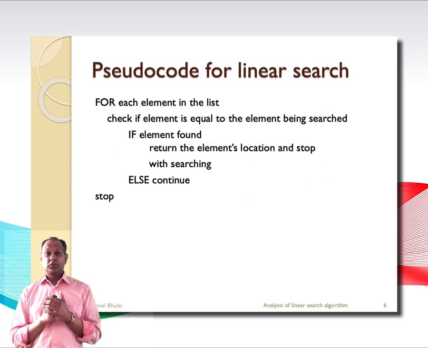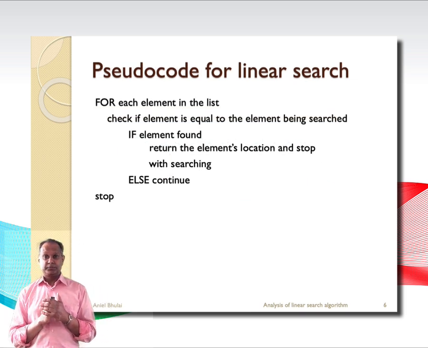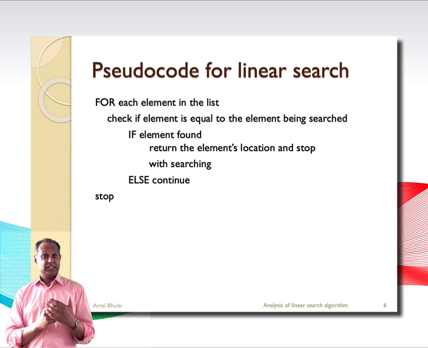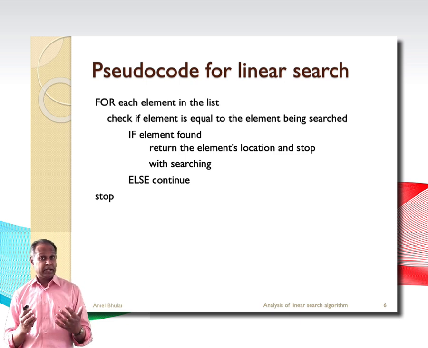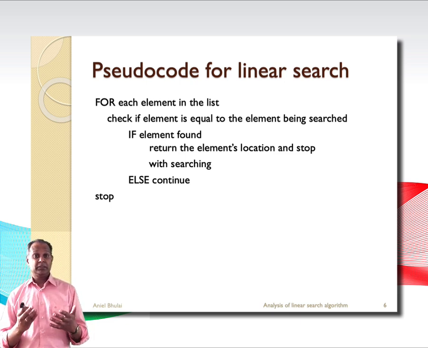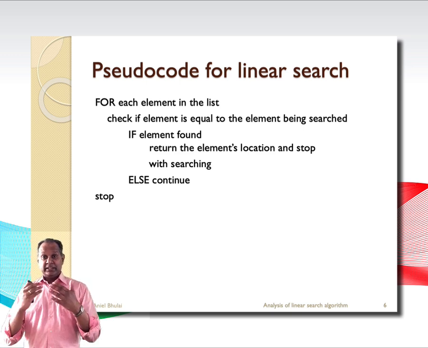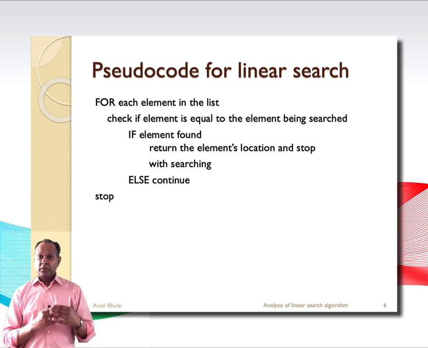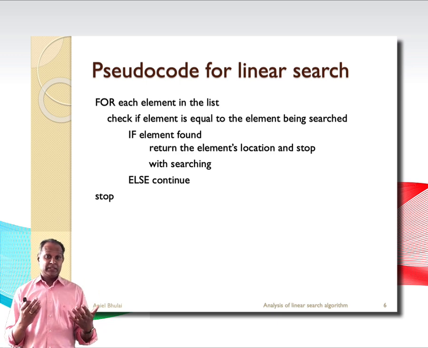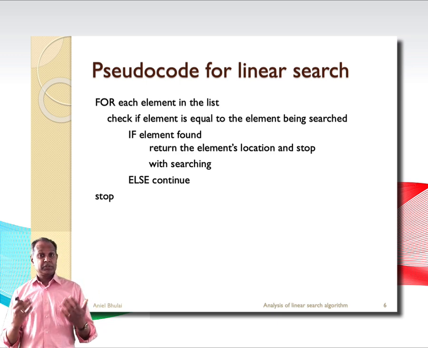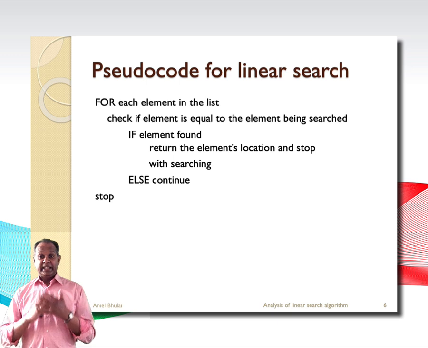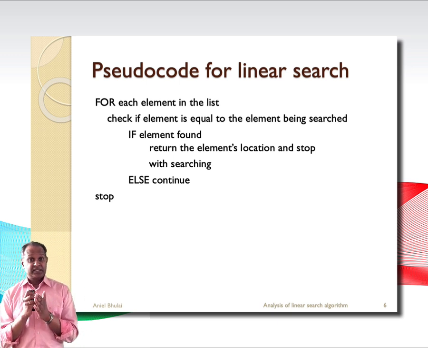Well, here is the pseudocode for the linear search algorithm. The linear search algorithm checks each element in the list one by one until the desired element is found. When the element is found, then the algorithm returns the location or the index number of the element and stops with searching. The algorithm stops also when the list is exhausted.